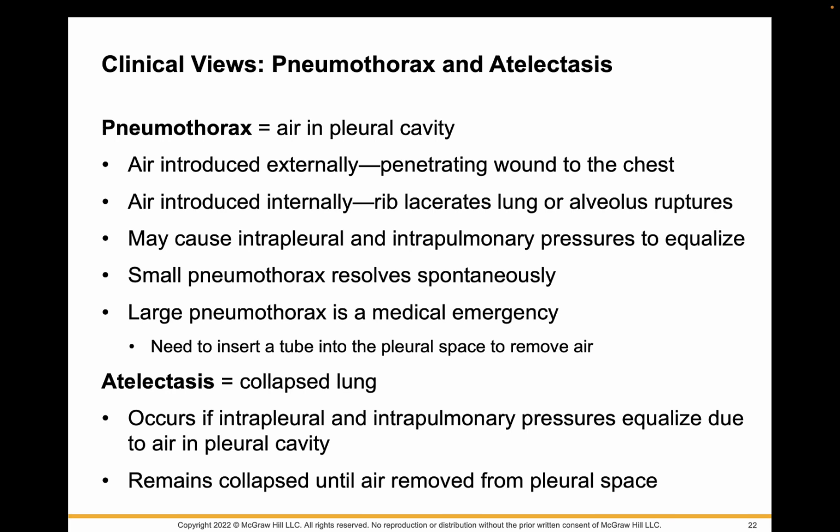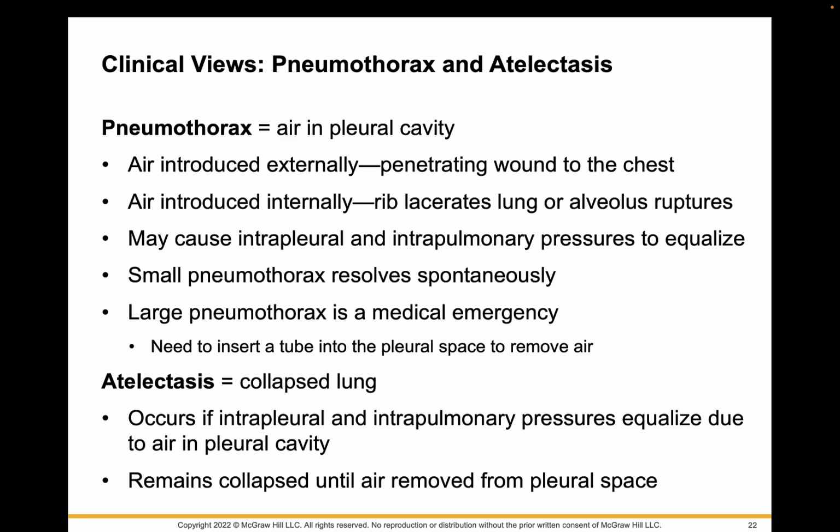If we look at pneumothorax, this is air in the pleural cavity. Air, for some reason, has been introduced externally. Imagine a penetrating wound to the chest. Stabbing or gunshot wound would be examples. Air can also be introduced internally. There could be a rib fracture that impacts the lungs. It may cause intrapleural and intrapulmonary pressures to equalize.